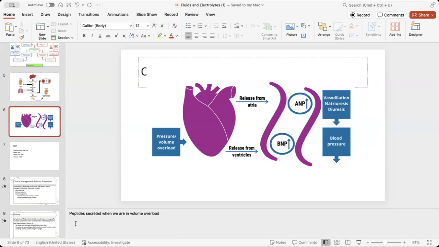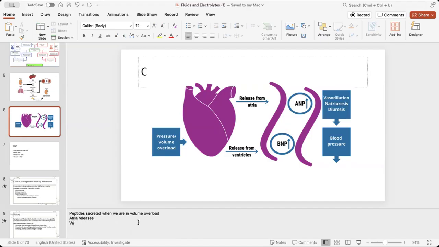So the atria releases atrial natriuretic peptides. The ventricles of the heart, the bottom of the heart, actually release BNP, which stands for brain natriuretic peptide, even though it's from the heart. It was first found in the brain, but it has to do with the heart. So there's a stretching, there's an overload. Those peptides are released. And what should happen? How do the actions work here?